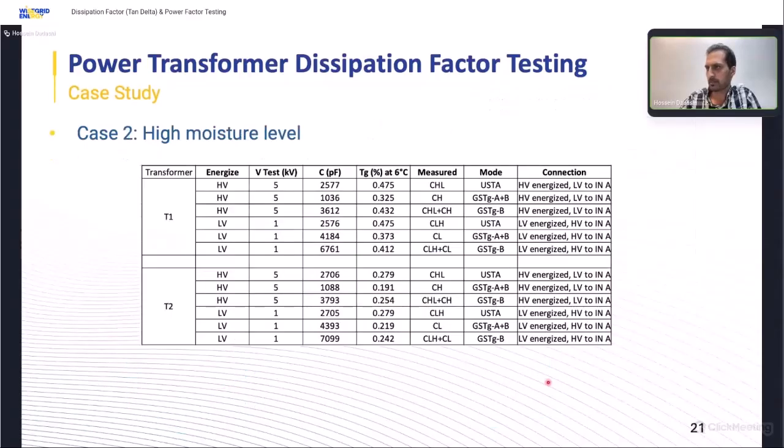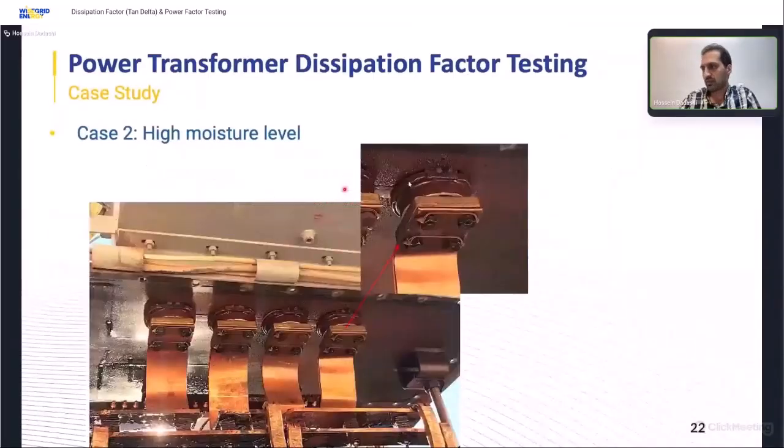Case number 2 is related to the high moisture level. Transformer T1 and T2 are in the same operation. They are parallel during operation. But as you can see here, if we compare the dissipation factors for both transformers, we found that for T1, it's approximately 2 times that of T2. And this was the problem inside of the transformer.